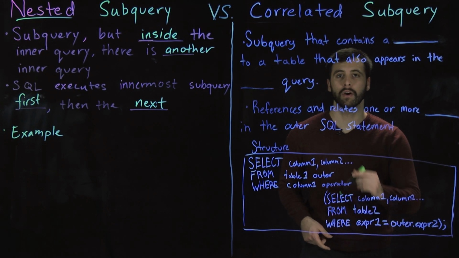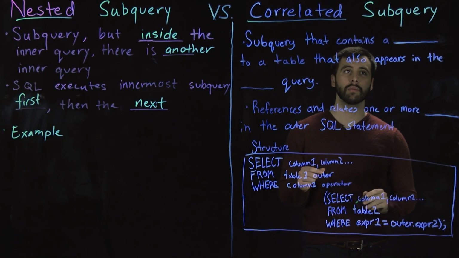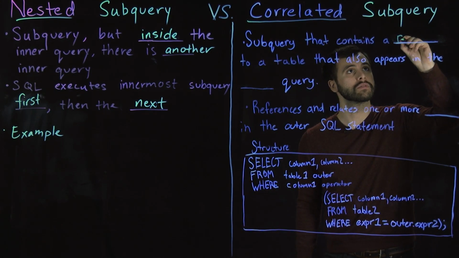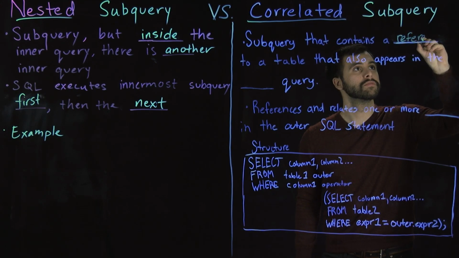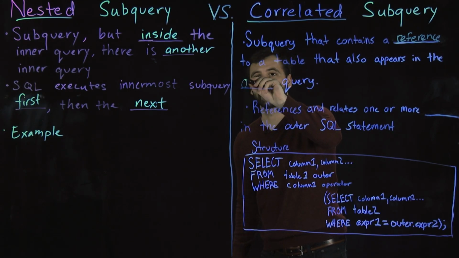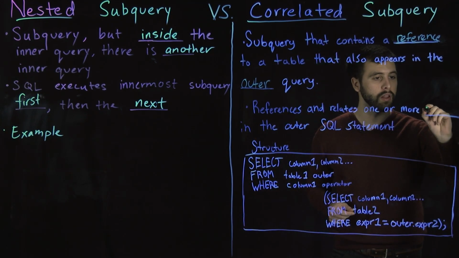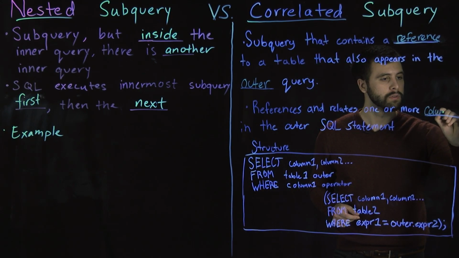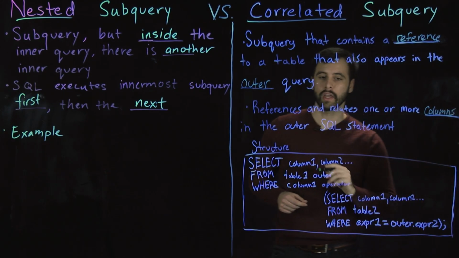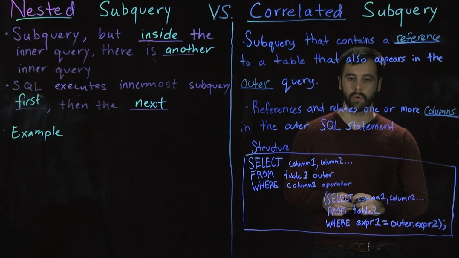Okay, so let's talk about correlated subqueries. A correlated subquery is a subquery that contains a reference to a table that also appears in the outer query. A correlated subquery references and relates to one or more columns in the outer SQL statement. Here's the structure of a correlated subquery.